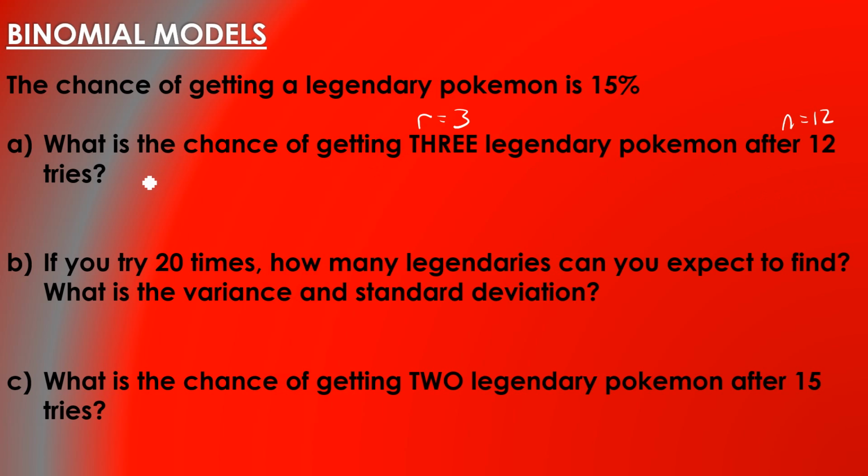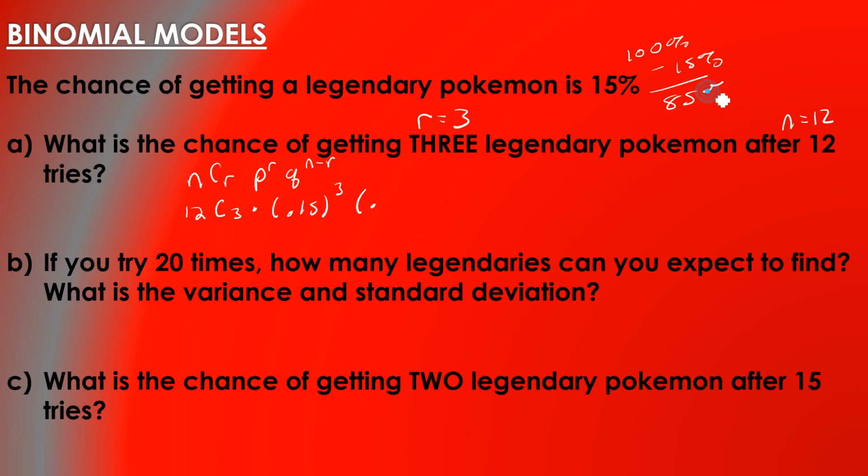So what is the chance of 3 legendary? So we're going to do this. This is NCR, P to the R, Q to the N minus R. So I have 12 tries. That's 12 C 3 times 0.15 to the third times, well, what's a failure? If this is a success, a failure would be 100% minus the 15%, so 85%. So 0.85 right here. I took 12 tries, so that means 9 failures.